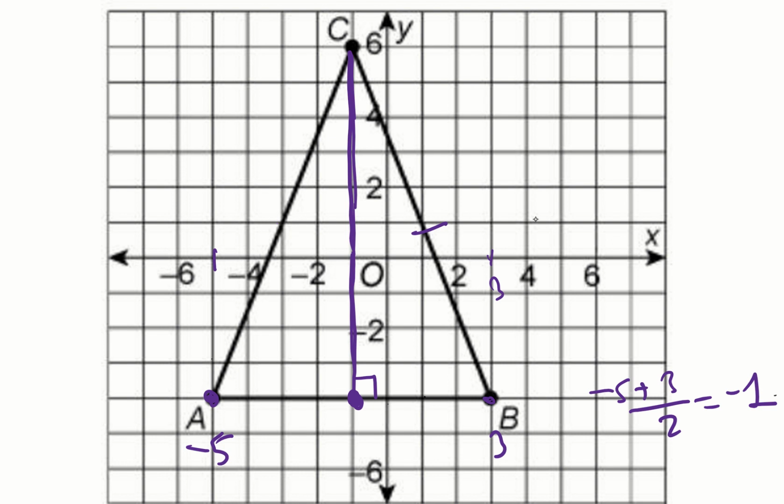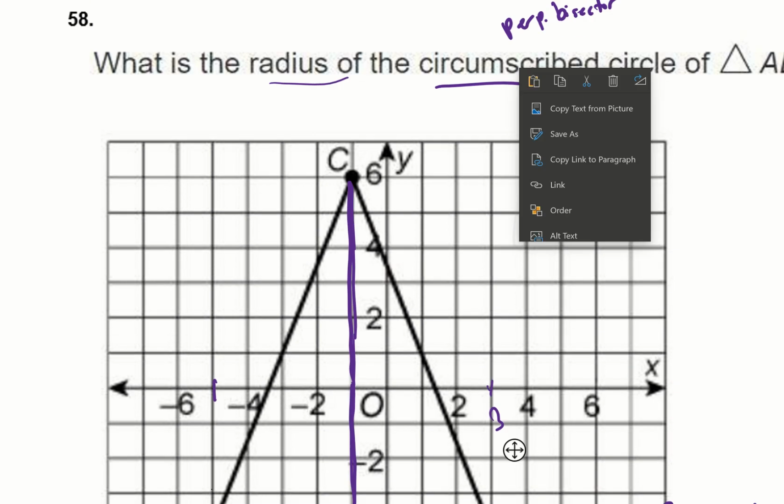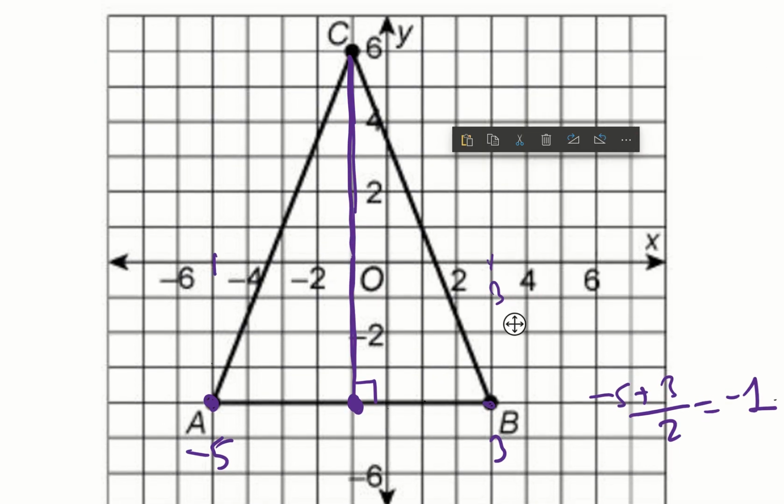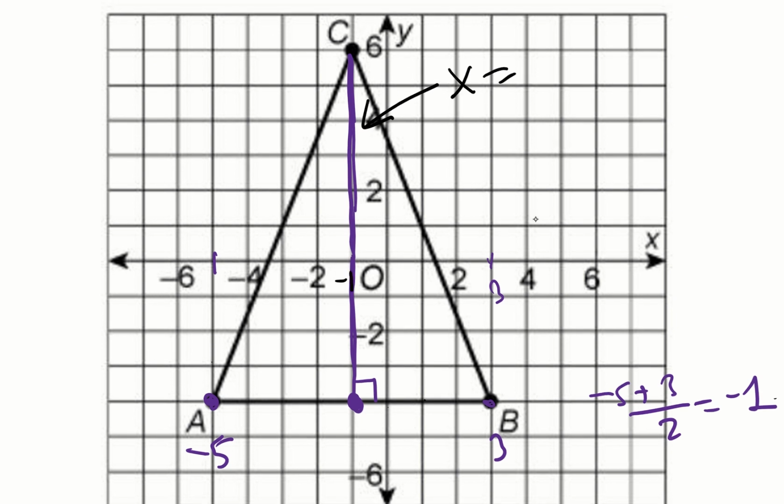Now let's do the perpendicular bisector of one of the other sides. Clearly the equation of this line, if it's a vertical line, is going to be x equals -1, because that's where this vertical line crosses through. So x equals -1 is that equation. Now we need one more equation of another perpendicular bisector so that we can identify where they cross and solve it using algebra.